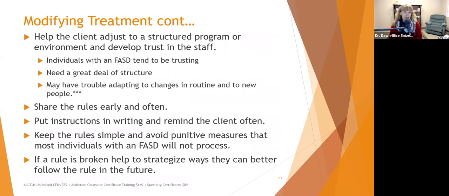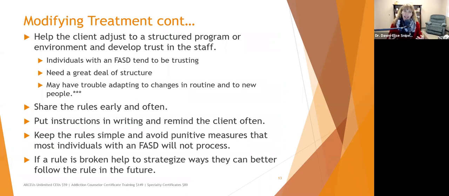So when there's a substitute teacher, it can be a big deal for a person with an FASD. When there are new people in class, like the beginning of every semester or school year, when you change classes and you have different teachers, it can be overwhelming to a person with an FASD. Same thing is true when they get out of school and they're going to work. If their boss changes, or they get a promotion, or they start a new job, any change in routine can be very overwhelming to a person with an FASD.